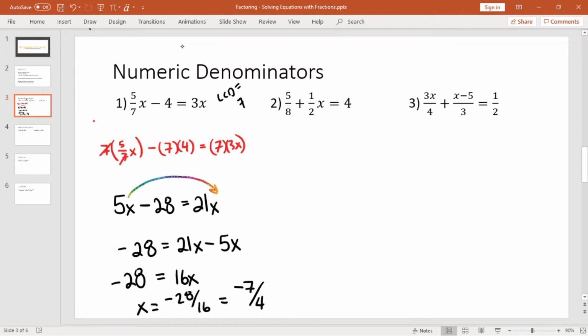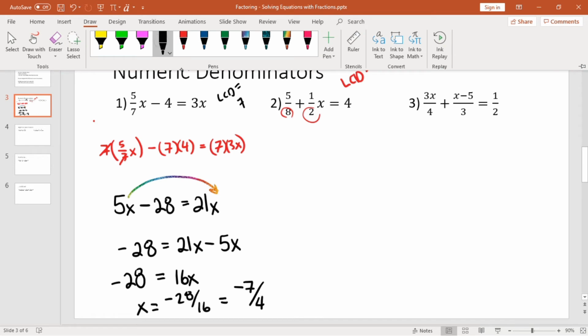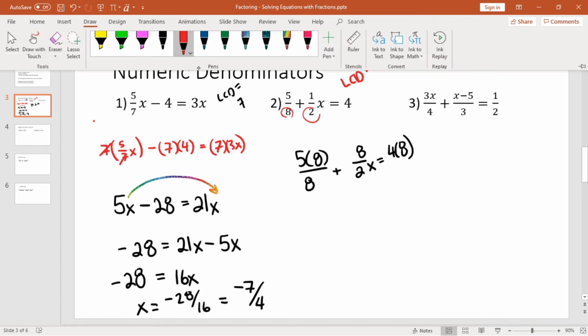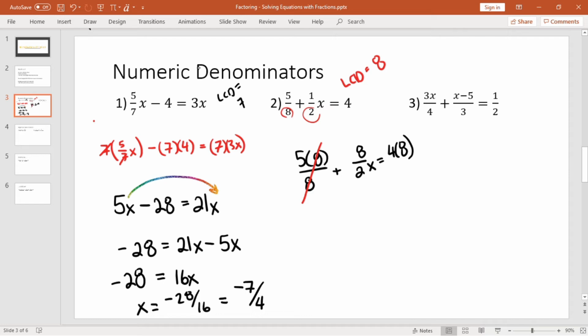So at number 2, I see my denominators are 8 and 2, so my LCD is 8, because 2 can go into 8, and I'm going to do the same thing again. There's the 8 multiplied into the first fraction. There's the 8 multiplied into the second fraction. And not forgetting to multiply whole numbers by 8 as well. We're not going to make 40 over 8, we're just going to right away do this. In our second one, it's more like a reduction.